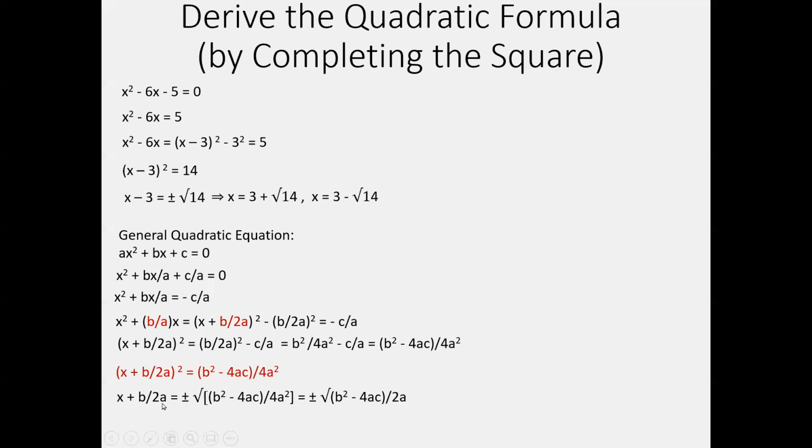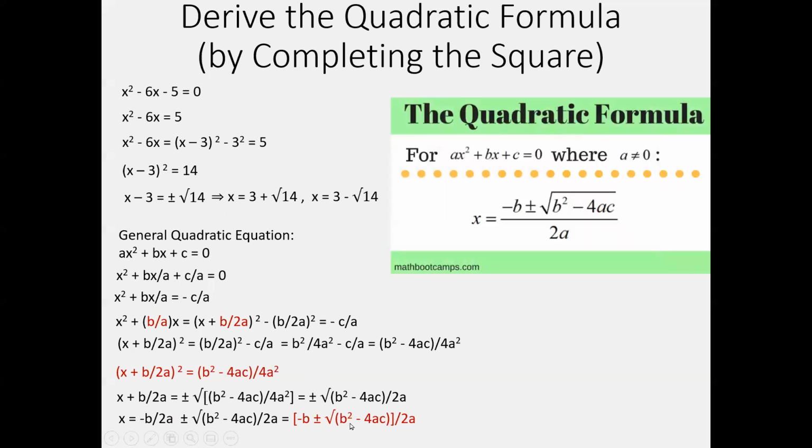All we need to do now is bring the b over 2a to the other side. Solving for x, I get minus b over 2a plus or minus that radical over 2a. The common denominator is right there, 2a, and ta-da, we have the quadratic formula: minus b plus or minus the square root of b squared minus 4ac over 2a. We've simply taken the completing the square algorithm and done it once and for all, and we no longer need to complete the square. We can just notice what a, b, and c are and substitute them in.